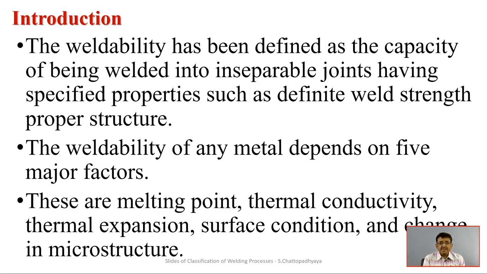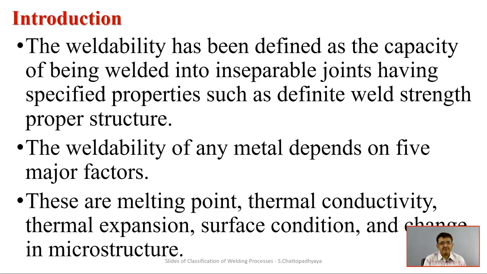Weldability has been defined as the capacity of being welded into inseparable joints, having specified properties such as definite weld strength and proper structure. All materials are not very weldable, and they are challenging. Mild steel, for example, is a very easy material to weld. That is why its application is very popular and extensive.